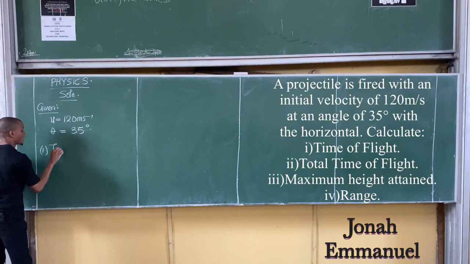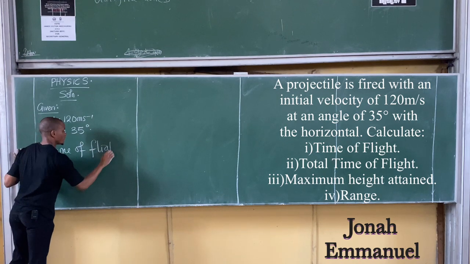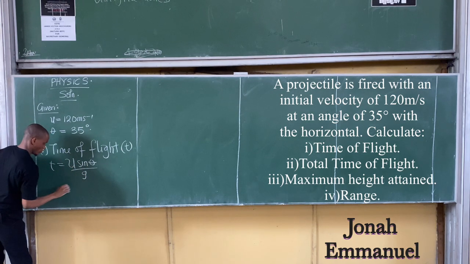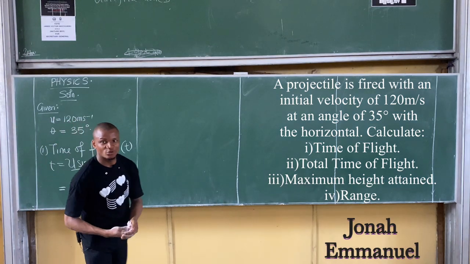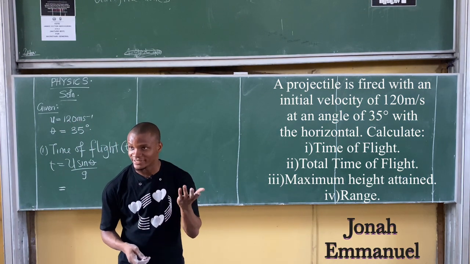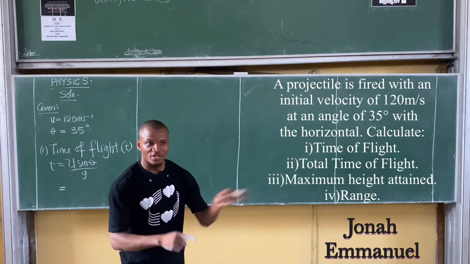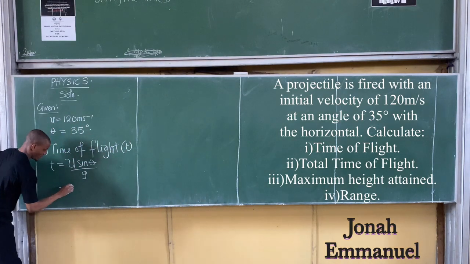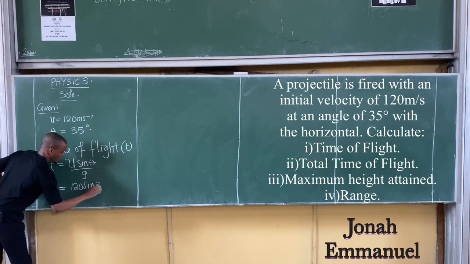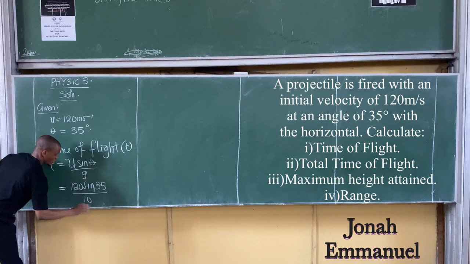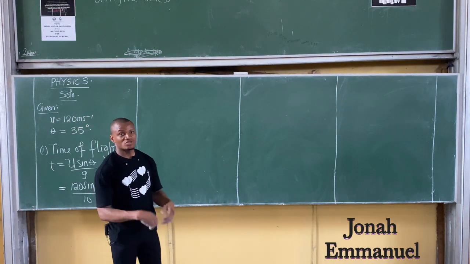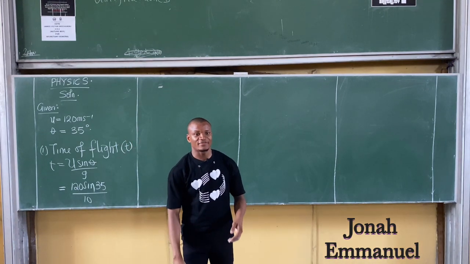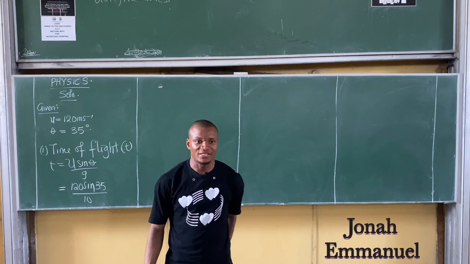Now, what are you asked for there? The time of flight. That's T. What's T there? T is u sine theta all over g. That day, you will not be allowed to check any formula. This should be in your head. The equations of all this should be in your head. There is no cross check. It's equal to what's u there? 120 sine 35 all over g. Alright, you can use 10 or you use 9.8. No worries. Punch 120 sine 35. What do you have?